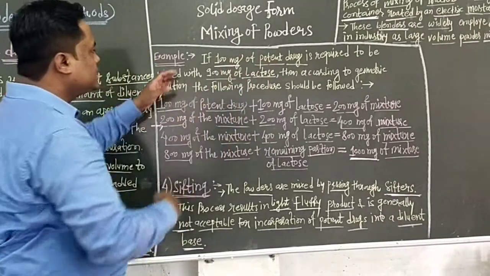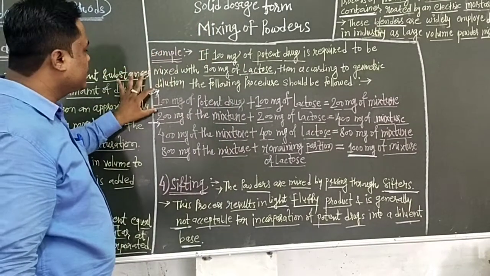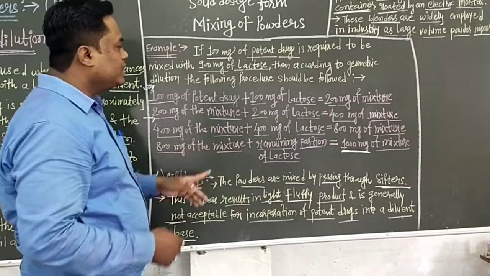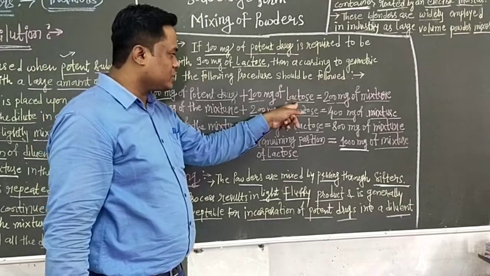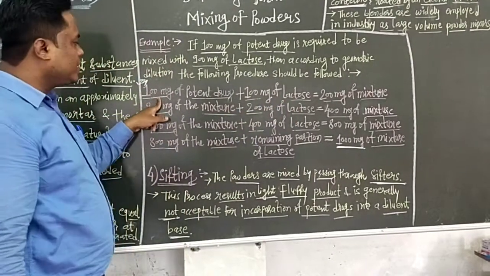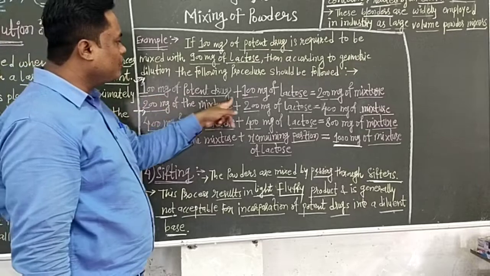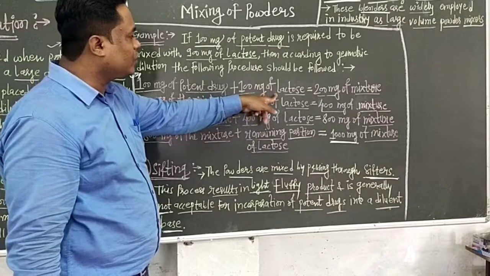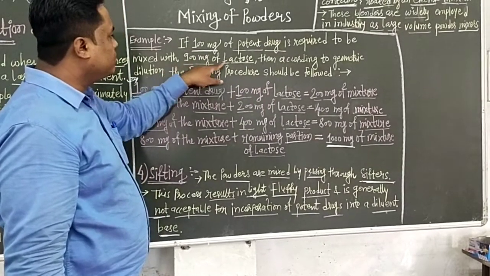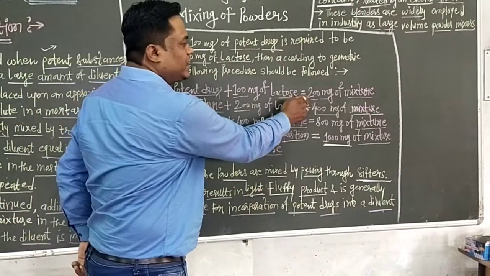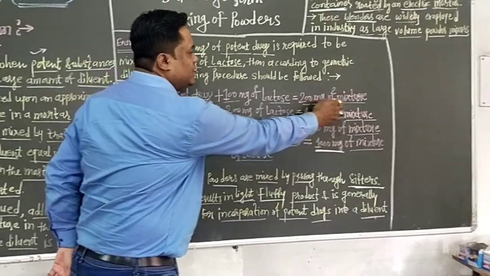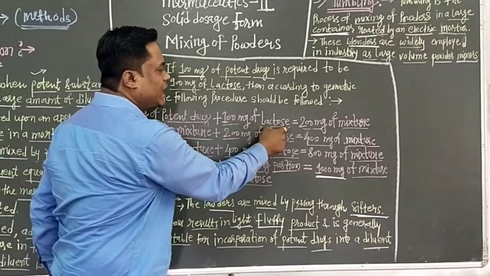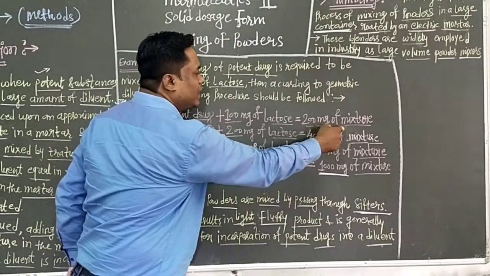Then take this complete 100 mg of the potent drug in the first step, plus we have to add an equal volume of diluent, that is 100 mg of lactose from the 900 mg of lactose. It gives a total of 200 mg of mixture. The mixture contains 100 mg of the potent drug plus 100 mg of the diluent, that is lactose, equals 200 mg of mixture.